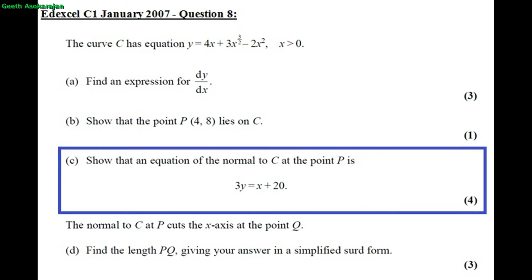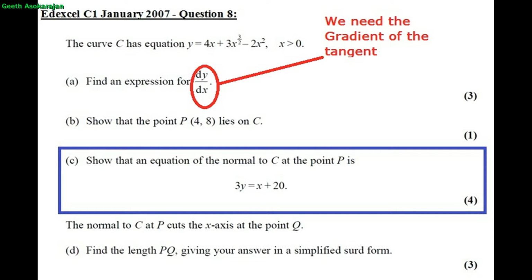So in part C, show that an equation of the normal to C at the point P is 3y is equal to x plus 20. Now, if you're not sure of how to calculate the equation of the normal, I have created a video explaining the process, and I'll provide a link to that video in the description below. But let's briefly talk through it. For the equation of the normal, I need the gradient of the tangent. And for the gradient of the tangent, we need the gradient function dy over dx.